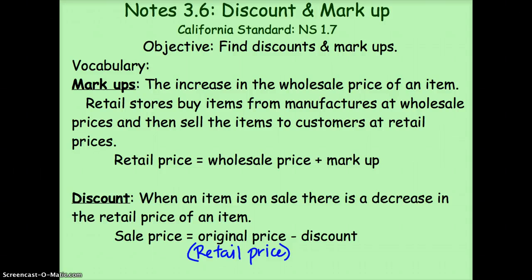The discount is when an item is on sale, there's a decrease in the retail price of the item. So the retail price is the same thing as original price. You'll notice that it'll always be referred to as the original price. Remember, it's the same thing as retail price. And then you're subtracting the discount. So you're getting a little discount. Maybe the item didn't sell. Maybe they want to clear more space for another item. Whatever the reason is, you now have a sale price.